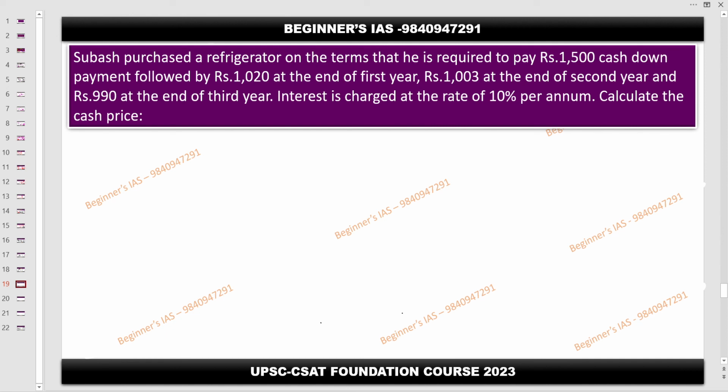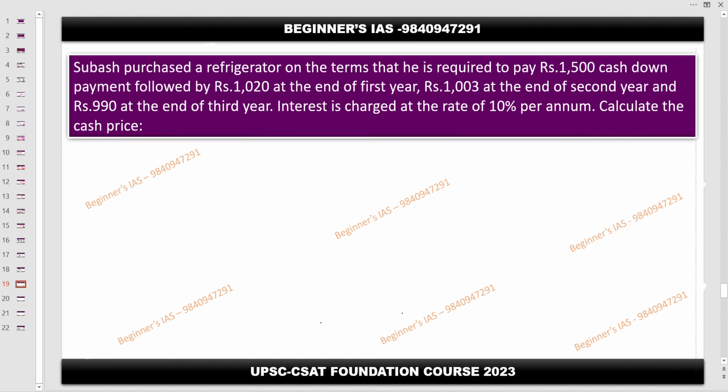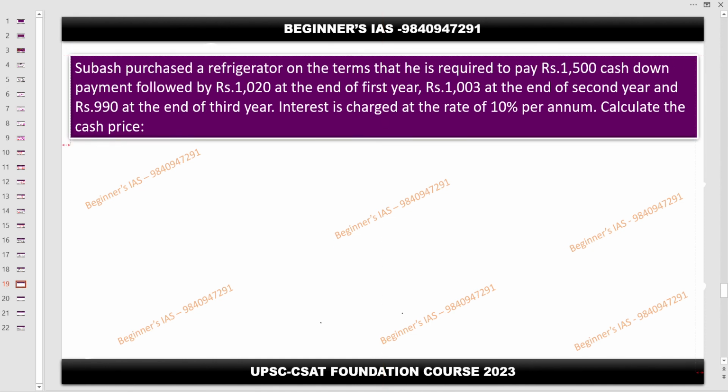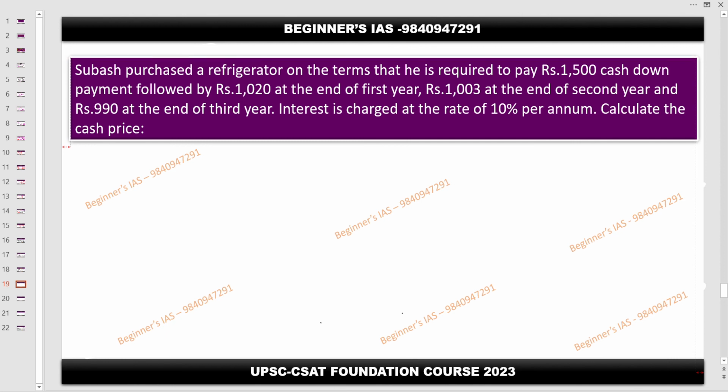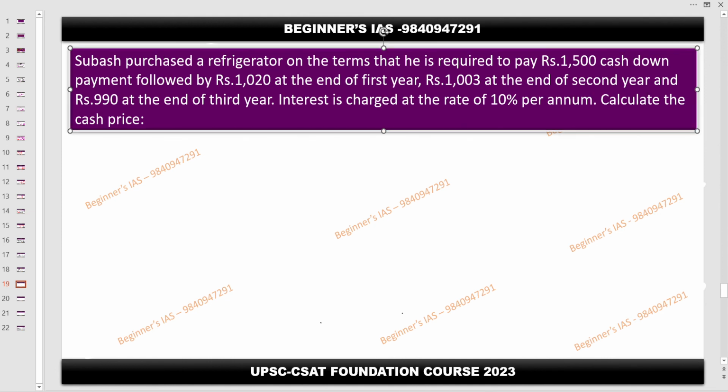Subhash purchased a refrigerator on the terms that he is required to pay rupees 1500 cash down payment, followed by 1020 at the end of the first year, 1003 at the end of the second year, and 990 at the end of the third year. Interest is charged at 10% per annum. Calculate the cash price.